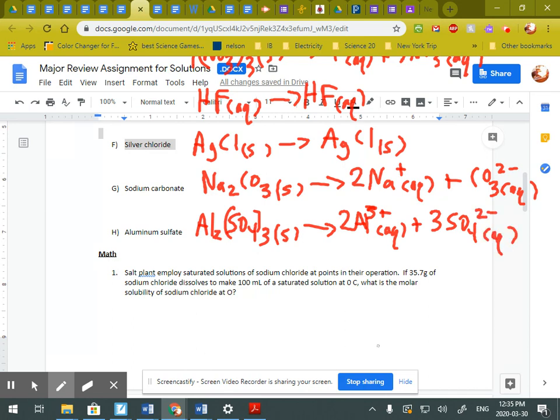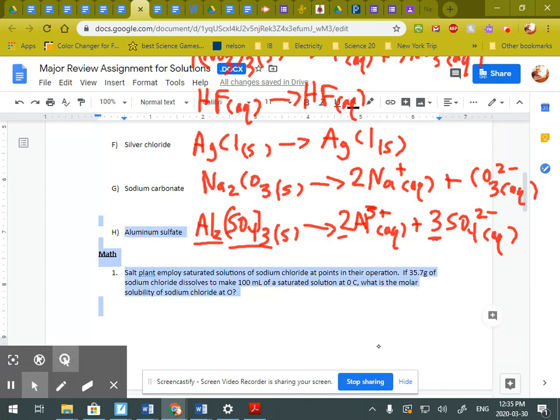So a couple just quick review things. I have 3 sulfates, so the 3 goes in front. I have 2 aluminums, and the 2 goes in front. Okay, moving on to some math problems.